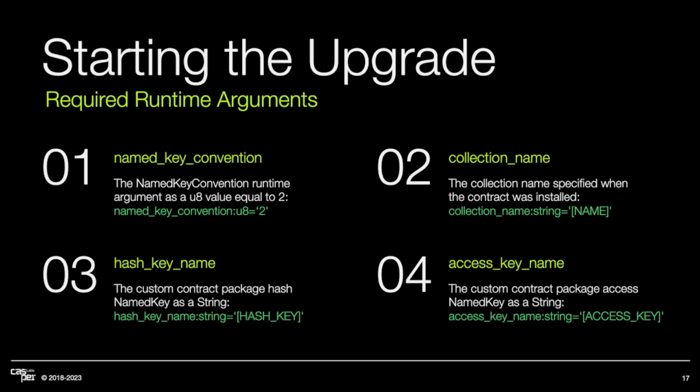Here are the required runtime arguments for the upgrade. The first argument is the named key convention, which needs to be equal to 2. The second argument is the collection name, which was specified when the contract was installed. The third argument is the hash key name, which is the custom contract package hash named key as a string. And the fourth argument is the access key name, which is the custom contract package access named key as a string.